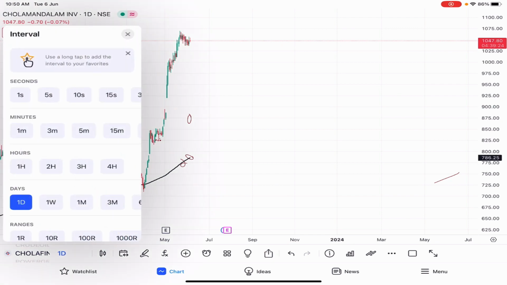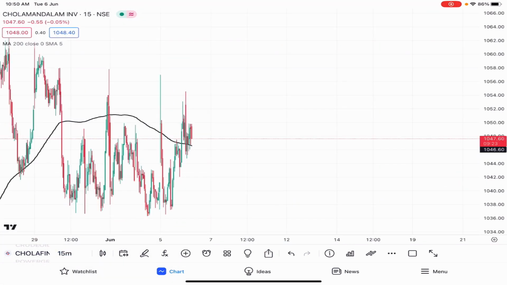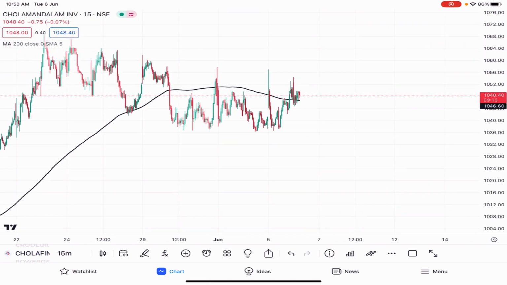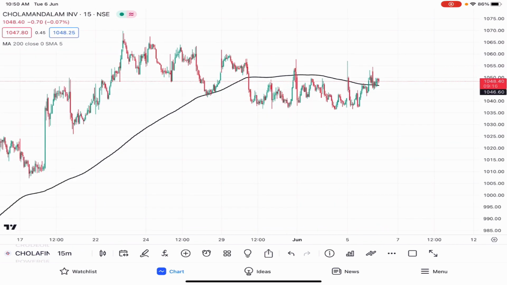Now if I change my time frame to, let's say, 15, it's a 15-minute chart, right? Then what happens? The 200 moving average shows me the previous 200 candles. So it will not necessarily always be 200 days. It is always the number of candles. So it depends on what time frame you are using. If I'm using a 15-minute chart, my 200 moving average will be showing an average of my previous 200 candles, right?